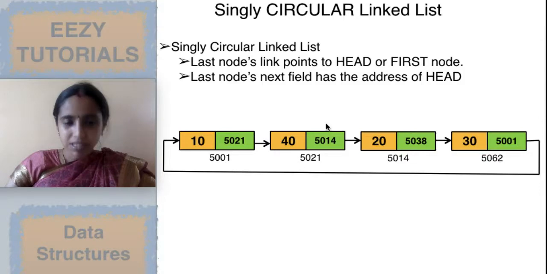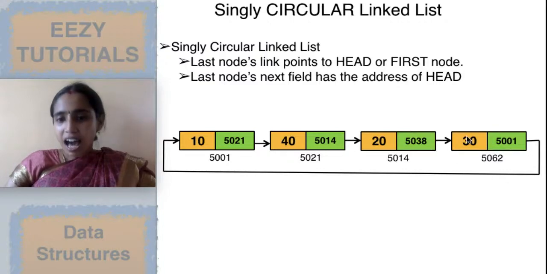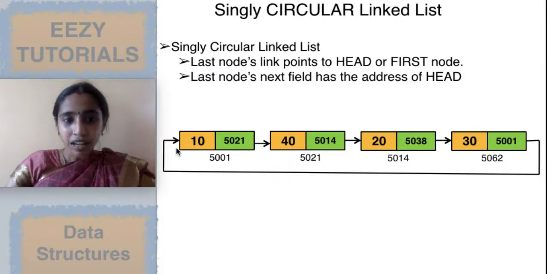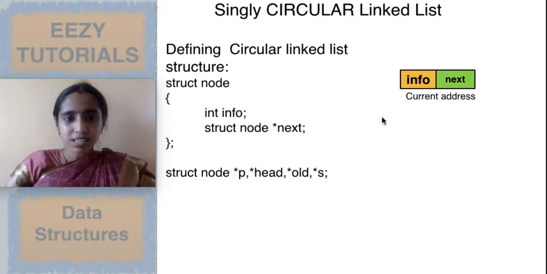Same as the singly linear linked list, you'll be having nodes connected. One difference is the last node will be pointing to null in the case of linear linked list. In the circular linked list, the last node's next part, address part, will be pointing to the first node, that is head node. So if the last node's next part points to the head, then it is called a singly circular linked list. So this is the structure of the singly circular linked list.